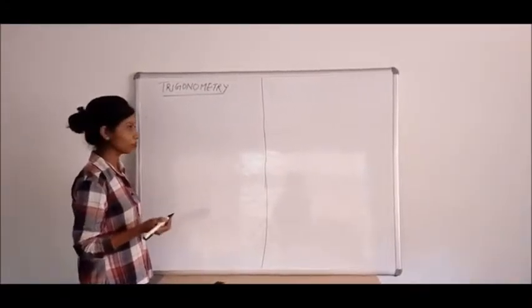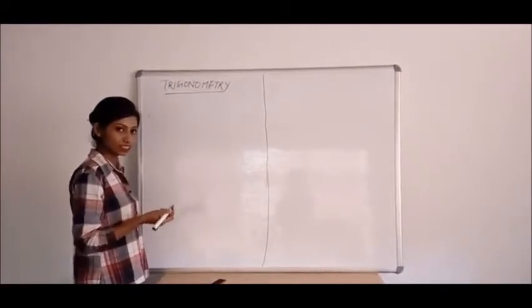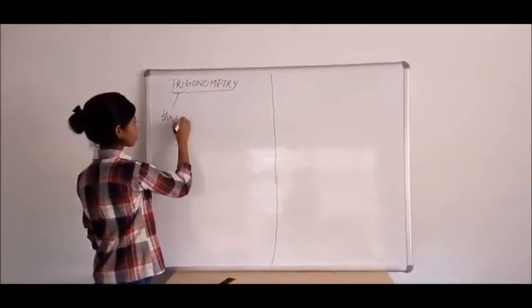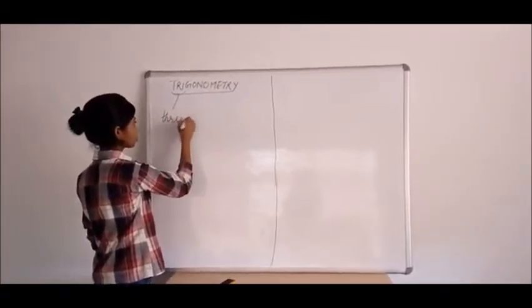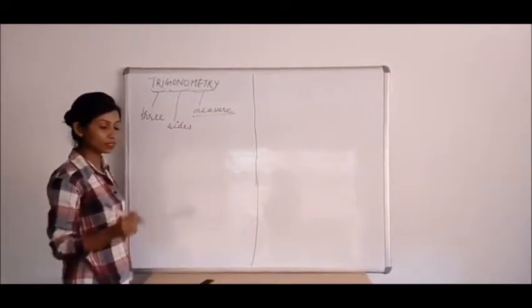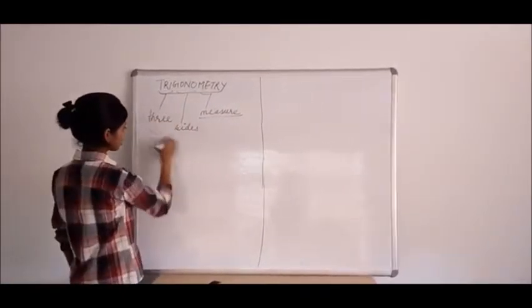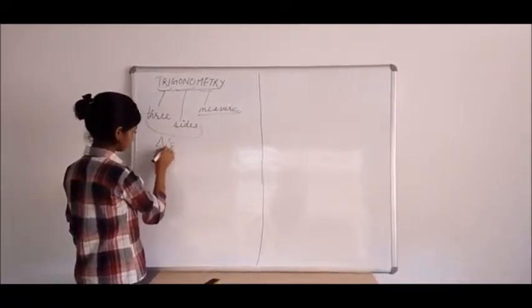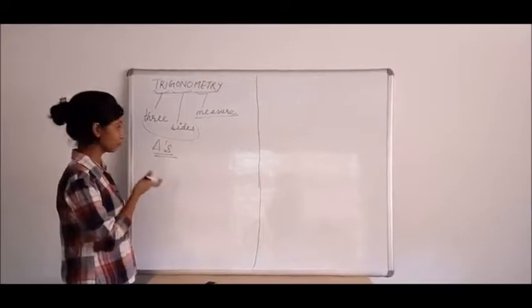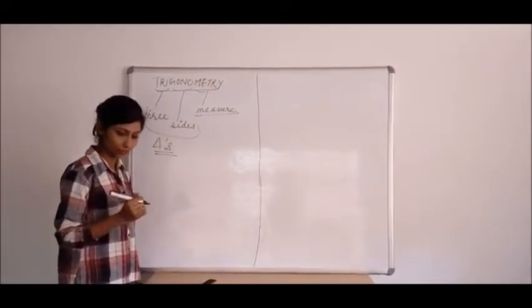Today we will start with trigonometry. Trigonometry comprises three Greek words. Tri stands for three, gon means sides, and metry means measure. Simply put, in trigonometry we will be dealing with three-sided shapes, meaning triangles. Trigonometry is nothing but the study of the relationship between the sides and angles of a triangle.